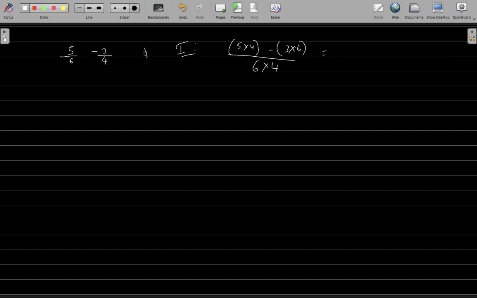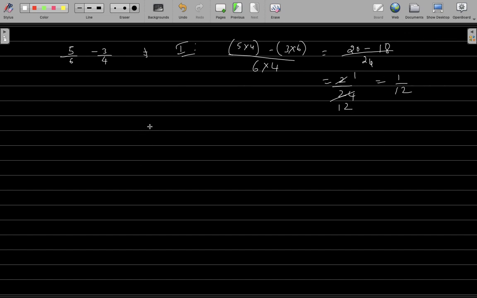That should give you 20 minus 18 by 24, which is 2 by 24. That should give you 1 by 12, because 2 times 1 and 2 times 12 gives you 24. So the answer is 1 by 12.